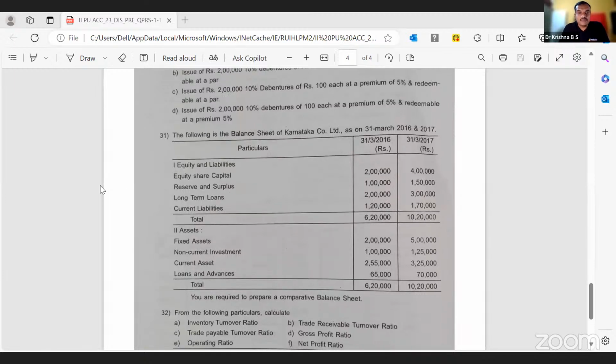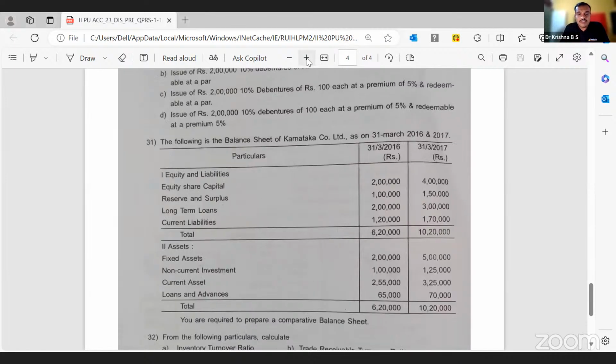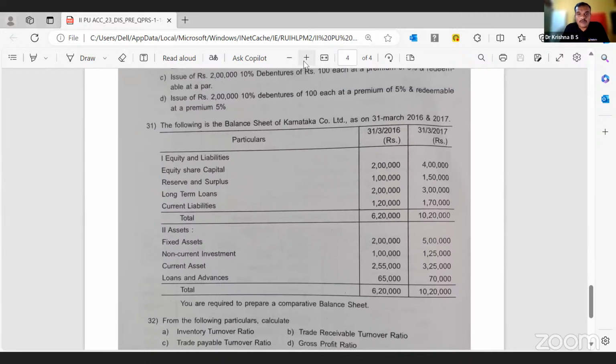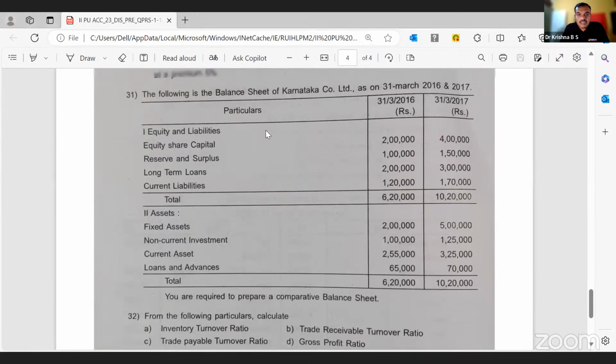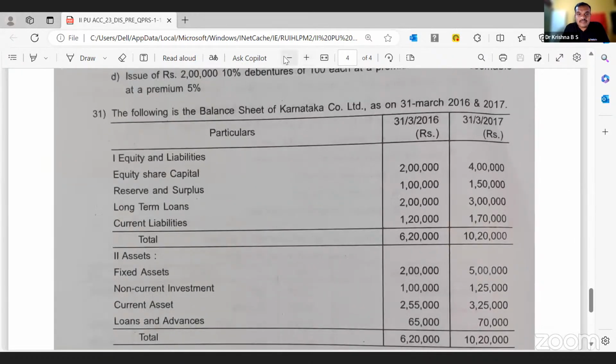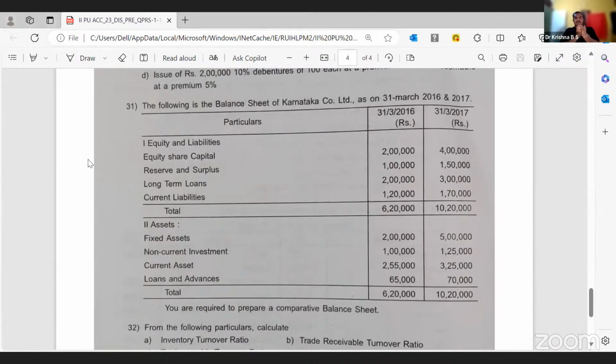Comparative balance sheet. Yes, question number 31. Can you all take the screenshot of this question number 31? I'm going to zoom it in, sorry, not out. Can you all take the screenshot of this? You keep it with you so that we will do the problem. Even I have to share the screenshot, no? Take the screenshot because I need the problem. Yes, even I have taken the screenshot. Super. So let us do the problem now.